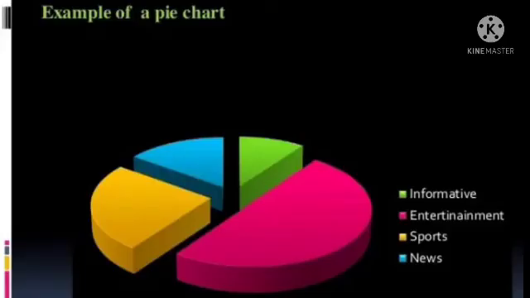Next one, a pie chart. A pie chart is a circular chart divided into sectors illustrating numerical proportion. In a pie chart, the arc length of each sector is proportional to the quantity it represents. While it is named for its resemblance to a pie which has been sliced, there are variations on the way it can be presented. Pie charts are widely used in the business world and the mass media.